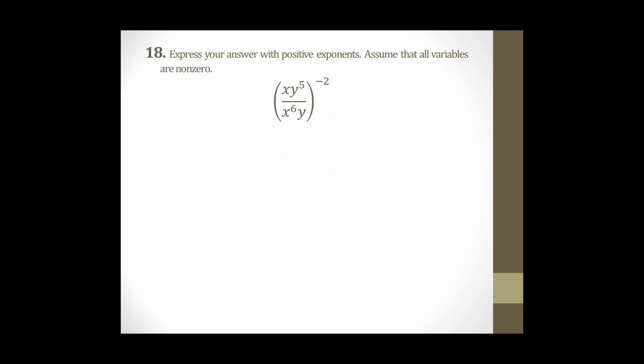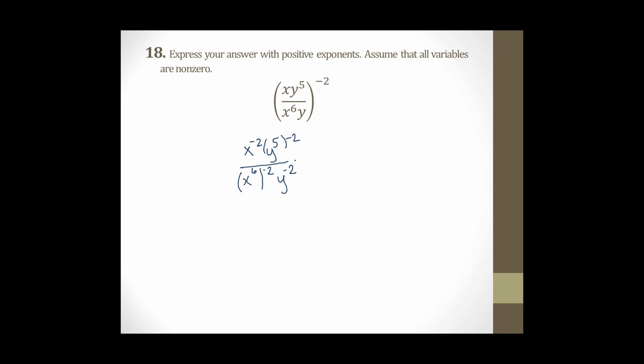Okay, number 18. Same thing. So we've got a quotient raised to the negative 2. I'm going to just raise every single thing to the negative 2nd power. So x to the negative 2nd, y to the 5th to the negative 2nd, over x to the 6th to the negative 2nd, and then y to the negative 2nd.